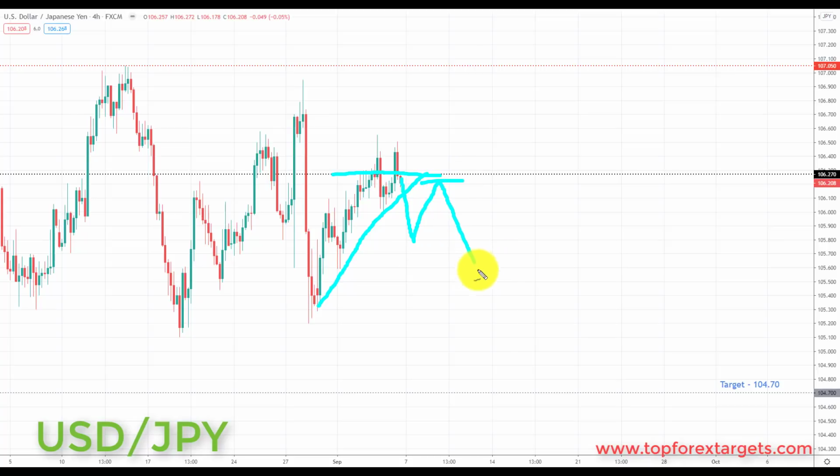We're going to be looking at initiating shorts down towards the next key support to the downside, the target set at the 104.70. If you want to take a conservative target for next week, you can take this low down here at the 105.20.